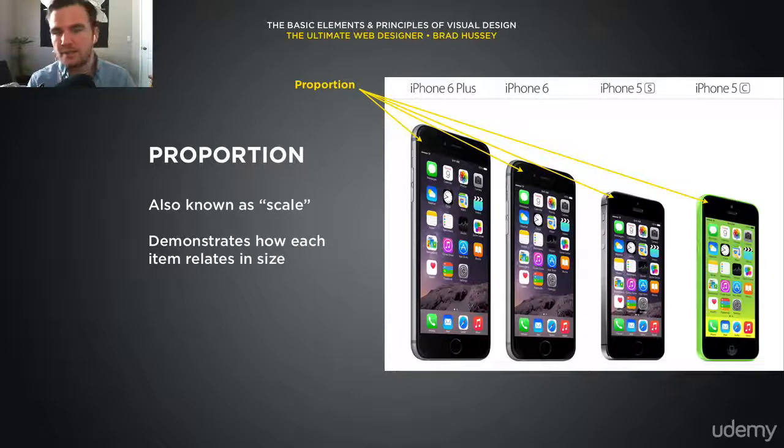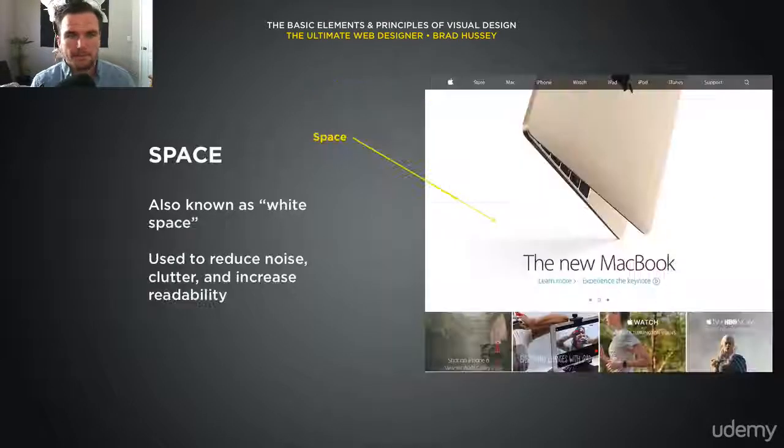Proportion is also known as scale and demonstrates how each item relates in size. Here with the Apple website, we have proportion with the 4 different varying iPhone models, from the iPhone 6 Plus, which is gigantic, versus the iPhone 5S, which looks puny in comparison. Space is also known as white space and is used to reduce noise, clutter, and increase readability within a design or a website. So here with the Apple homepage, you can see a lot of white space being used to accentuate the new MacBook.